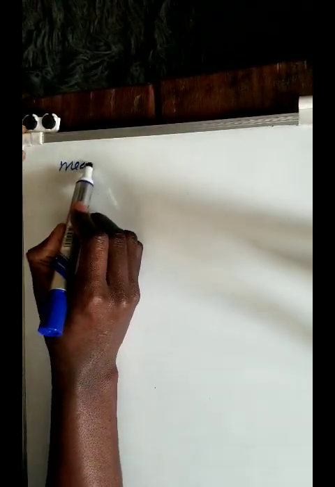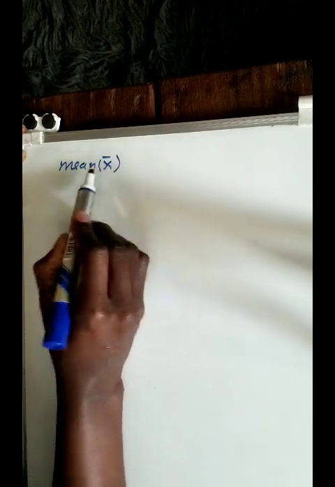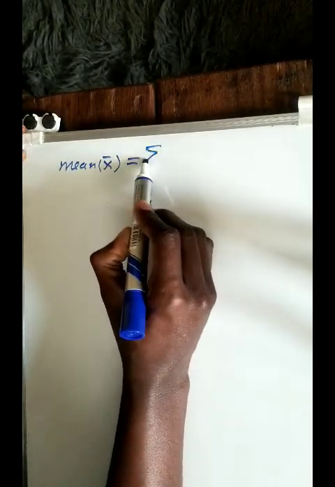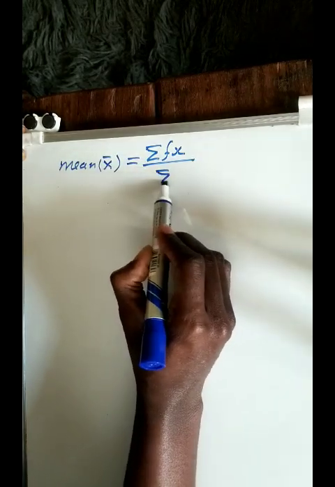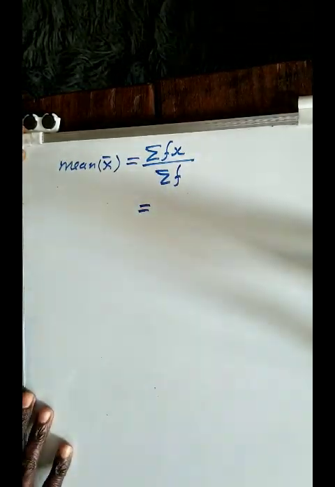So we are going to get the mean. How do you get the mean? The mean is represented by the average. It is the sum of fx divided by the sum of the frequency. That is what we are going to do.